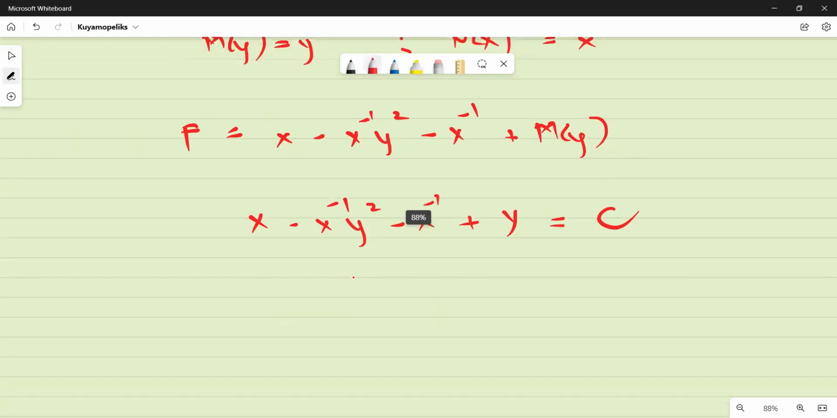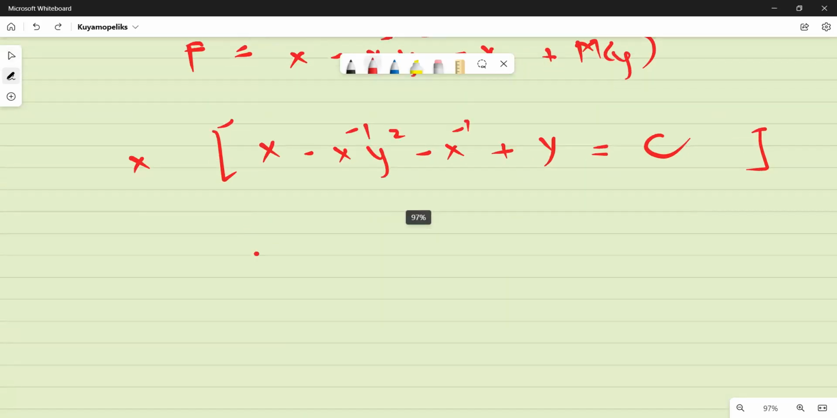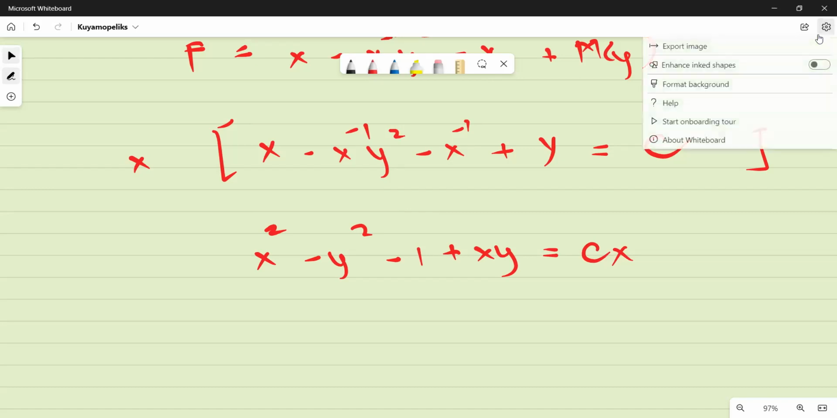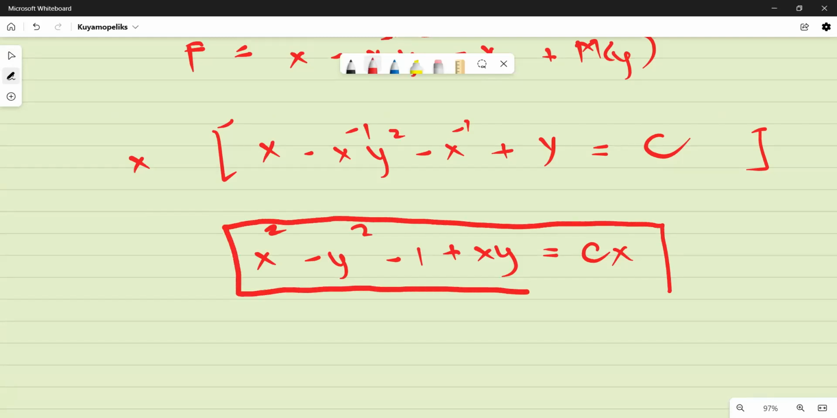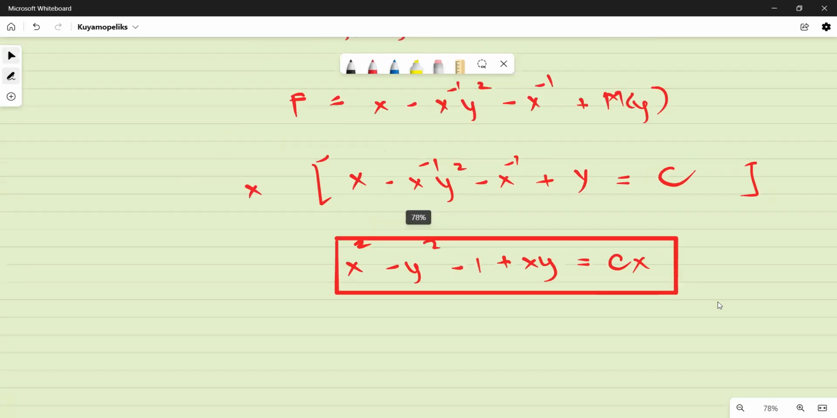Now, to make our answer look better, we can multiply it by x raised to negative 1, I mean by x, so that the negative exponents disappear and it doesn't look ugly. So that is x squared minus y squared. And x times negative x raised to negative 1 is minus 1, because 1 minus 1 raised to 0, plus xy is equal to cx, and that is our final answer. Right. This is our general solution.